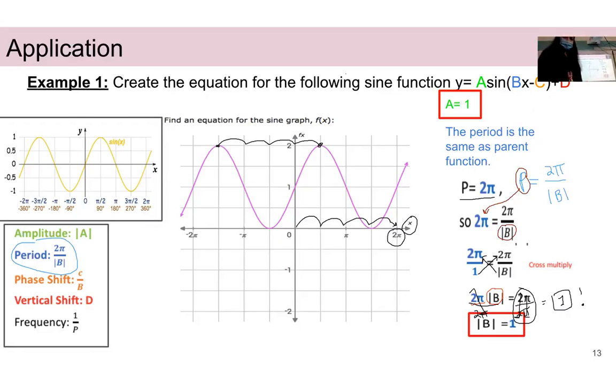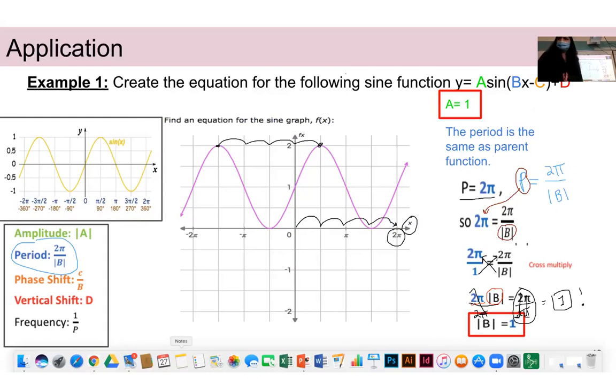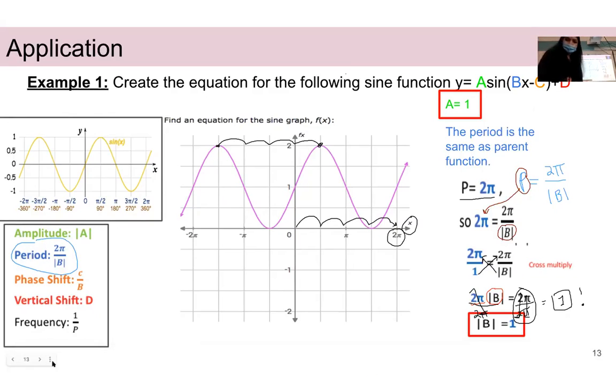Okay, so let's see if there's any questions though about how we just got our b. If anyone has any popping up, anything like that, just feel free.